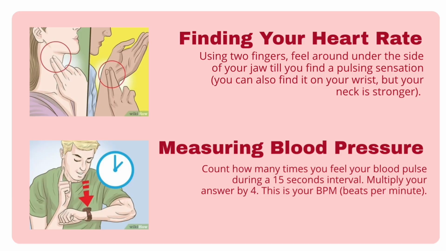that. Once they're able to find their heart rate, I'm going to get them to measure it. To do this, you're going to count how many times you feel your blood pulse during a 15-second interval. Once that's done, you're going to multiply that answer by 4, because 4 times 15 is 60, so a minute. So this will be your BPM, aka beats per minute.